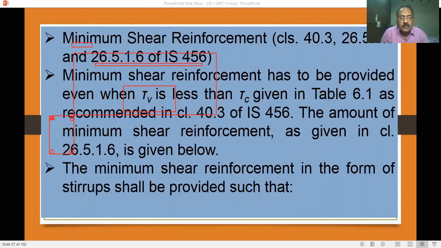See, this cross section is, say, suppose this is an 8 mm stirrup. This is an 8 mm stirrup. What is the area of this 8 mm? Okay, 2 into pi d square by 4, where d is 8 mm.